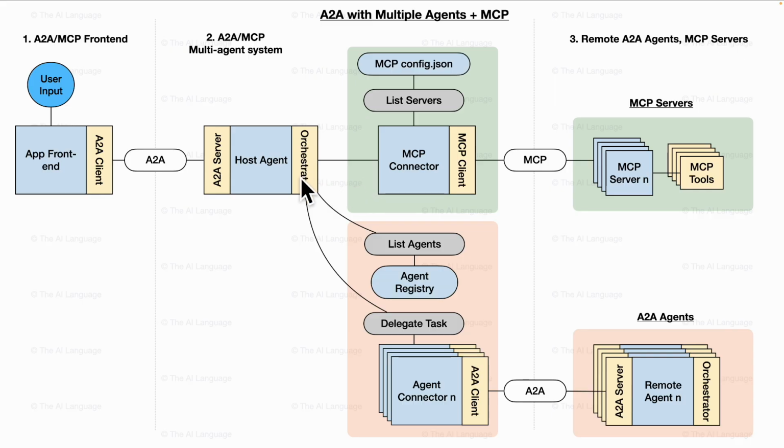So the orchestrator then has all these tools, the list agents tool and the delegate task tool, to take in the query from the user and then fulfill it. Once all the responses from the tools and the remote agents are returned, the orchestrator stitches them together and returns a final response to your user through the A2A protocol on the app frontend.